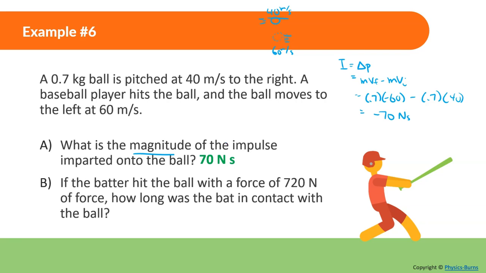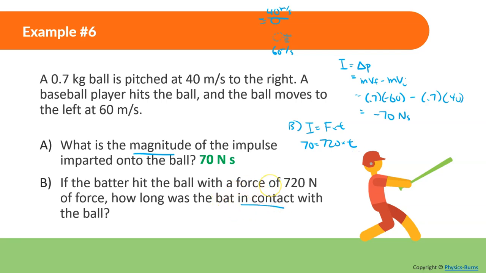Part B, if the batter hit the ball with a force of 720 newtons, how long was the bat in contact with the ball? Okay, so again, we know that the impulse is 70 newton seconds. Oh, sorry, I should write this. We should know that impulse is also equal to force times time. And in this scenario, we know the impulse is 70. The force is 720. And we're looking for the time of contact.